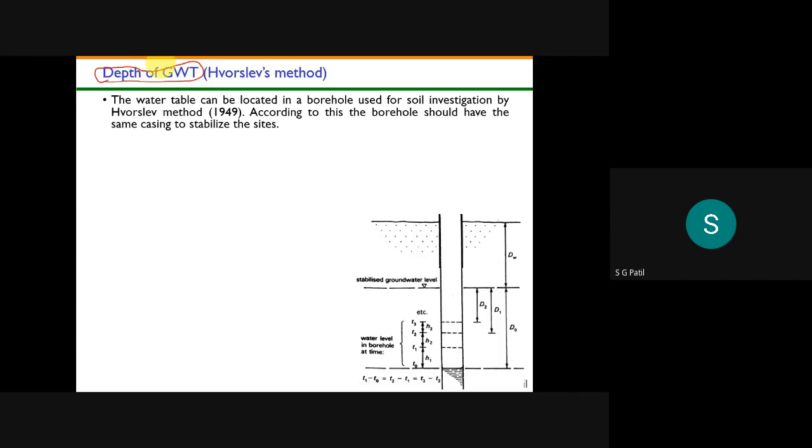What if you don't have any open wells? If you don't have open wells, then how to find out the groundwater table? If you don't have any open well, then what do you do? For the boreholes you have drilled a hole, no? From that also I can find out the water table. How can I find out? Simply, if you have a coarse grained soil, then you again use the same concept as you did in the open well.